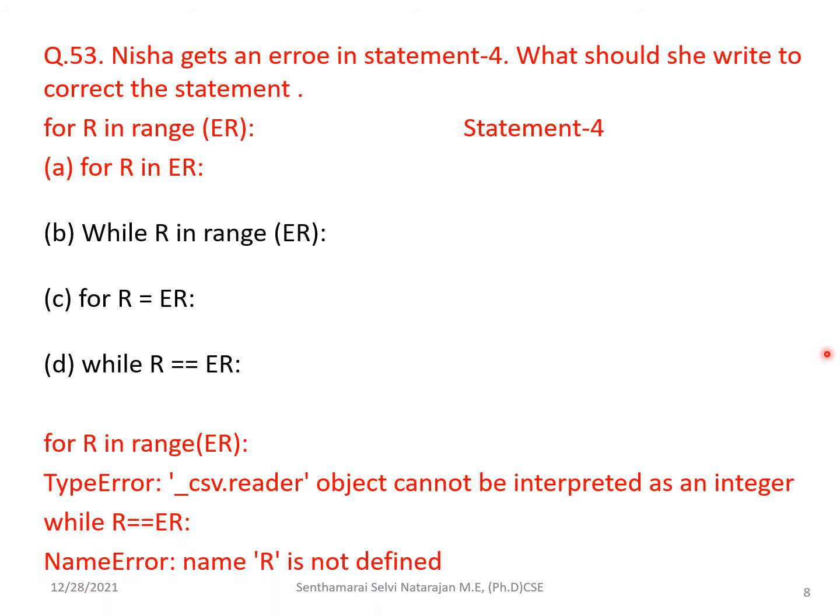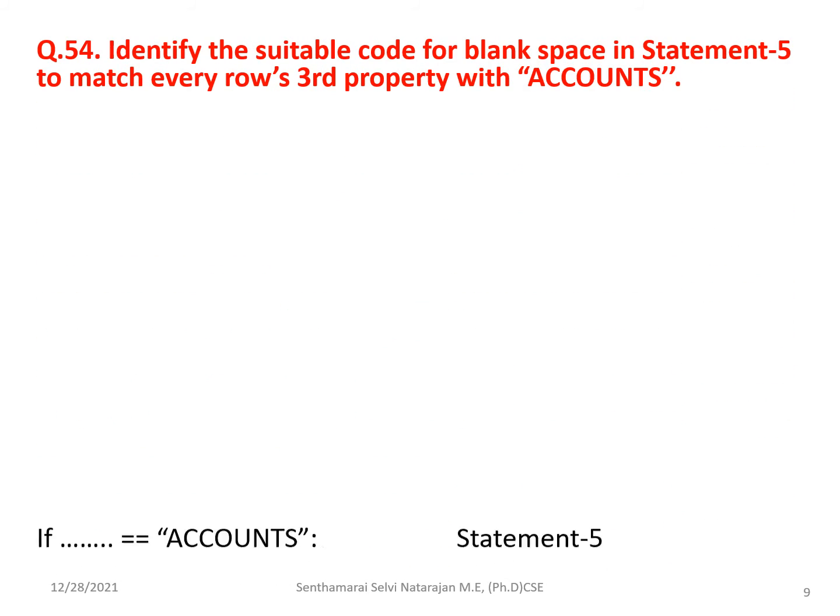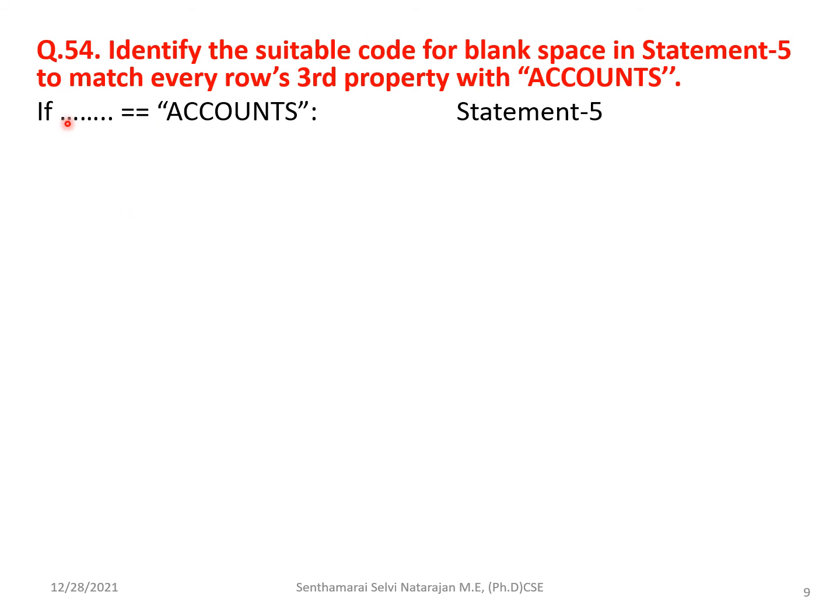The next question is the 53rd. Here if you use while r is equal to er, it gives the error that name r is not defined, because here you see r in er, or r is equal to er. This is the row. So for each and every row in that record, you will identify, so it is not a defined one, and it shows an error. Next is the 54th question, regarding statement 5. They are asking to fill in the blank here.